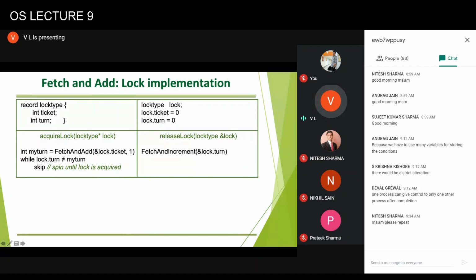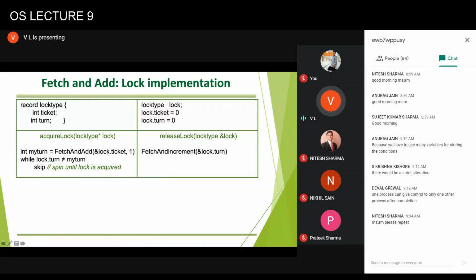So initially ticket is equal to 0. The first process will get my turn equal to 0, but ticket is now incremented to 1. So only for this process, lock.turn is equal to 0, and this process will continue to the next portion, whereas all other processes will have to wait, because what they will be receiving as my turn will be equal to 1, because ticket has been incremented. Here I didn't write it correctly, it will not be fetch and increment. In release, the turn will be incremented by 1 so that the next process will get the chance. This is how the algorithm works.